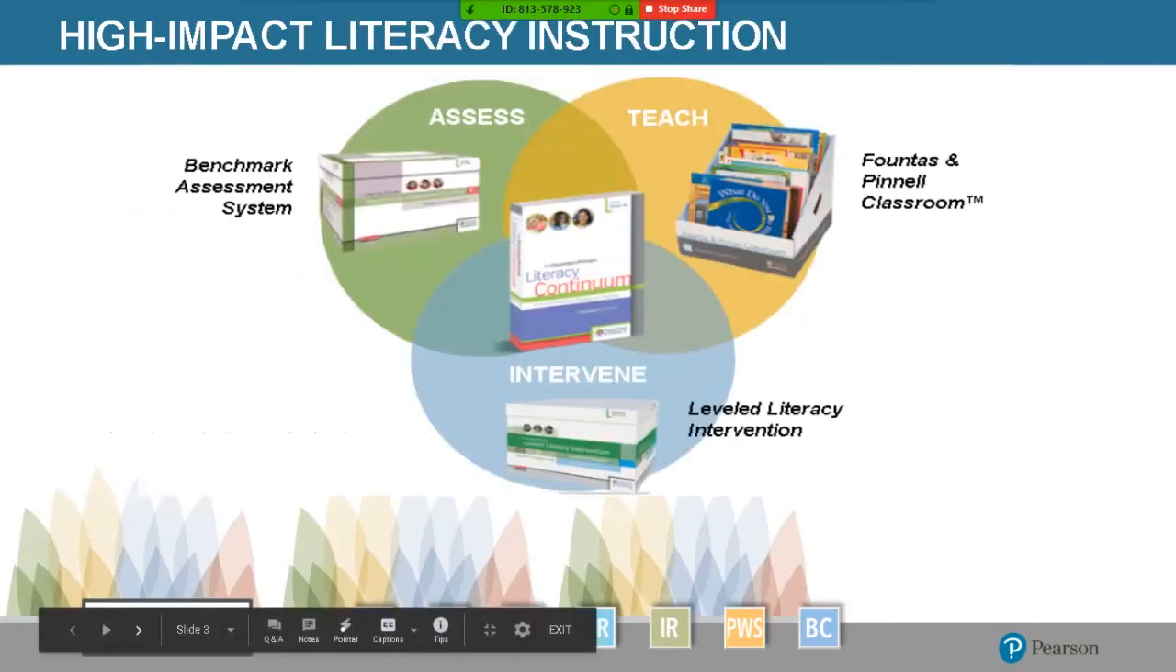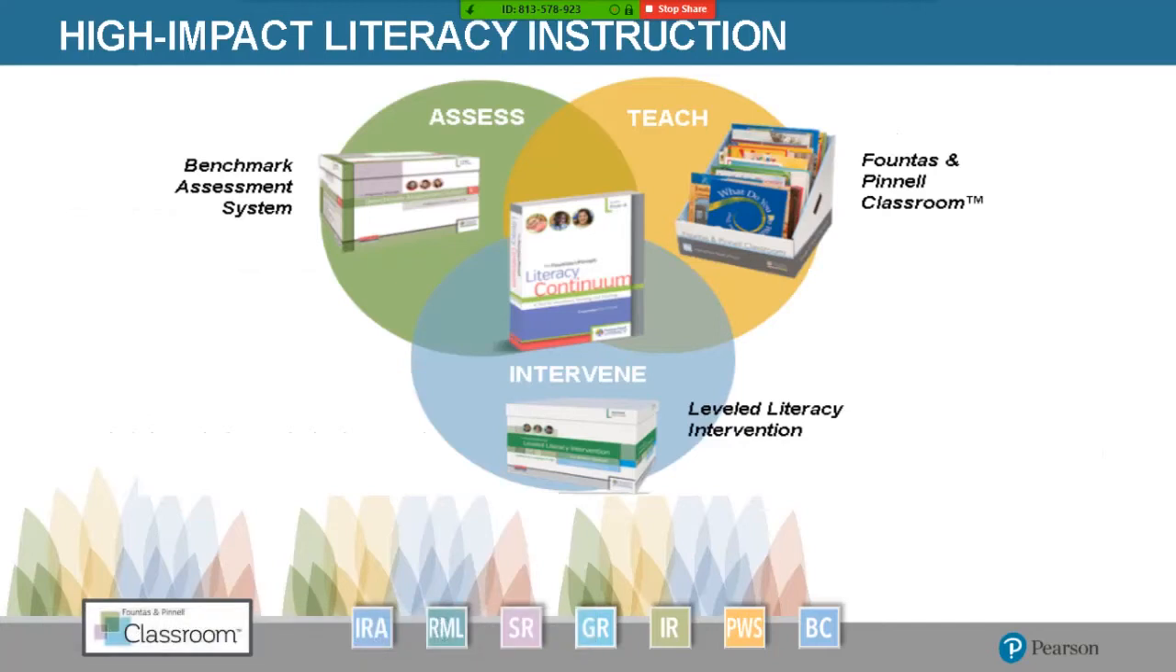And on this slide, you're probably familiar with many of these resources on the screen. You'll see that Fountas and Pinnell have assessment tools such as Benchmark Assessment, intervention tools such as Leveled Literacy Intervention, and then the everyday classroom literacy teaching tools, as in Fountas and Pinnell Classroom. Now what you'll notice on this slide is that they are all bound together by that common resource, the Literacy Continuum, and this is the new expanded edition.